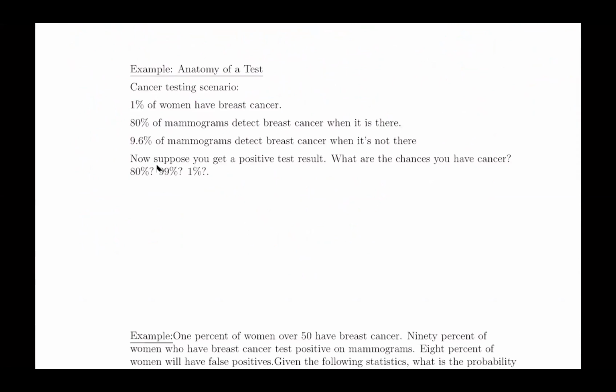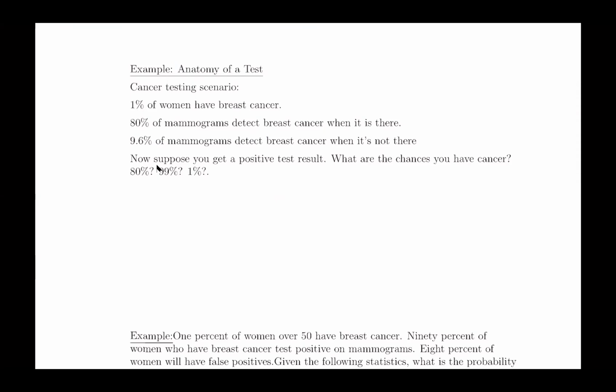So let's go ahead and do this one. It says anatomy of a test, a cancer testing scenario. It says 1% of women have breast cancer. 80% of mammograms detect breast cancer when it is there. 9.6% of mammograms detect breast cancer when it's not there. Now, suppose you get a positive test result. What are the chances you have cancer?